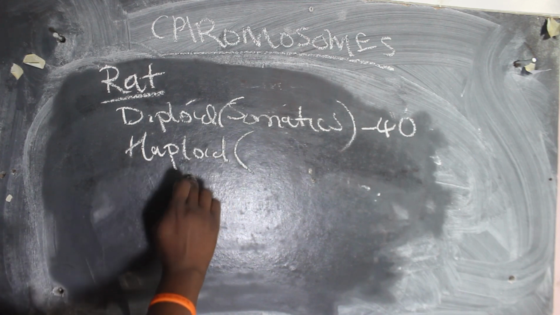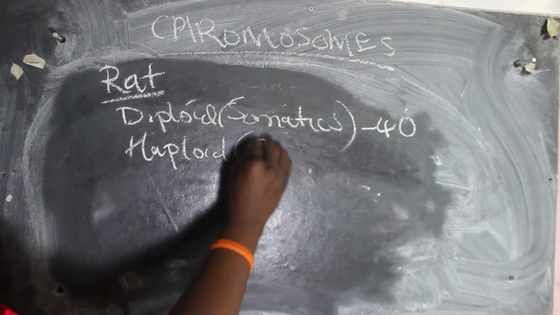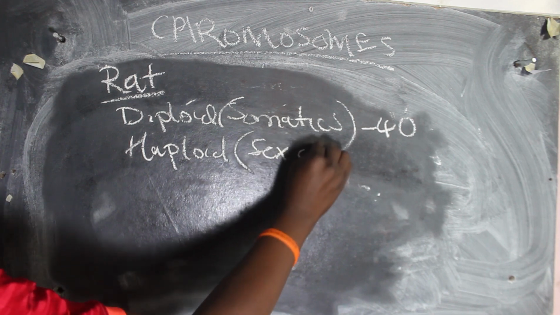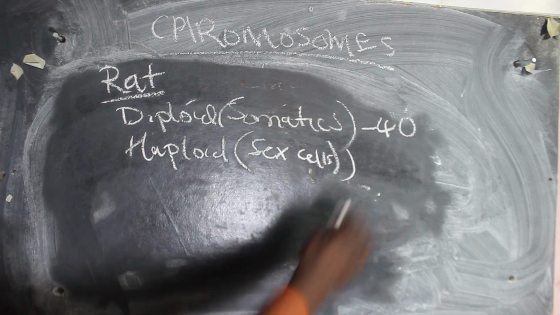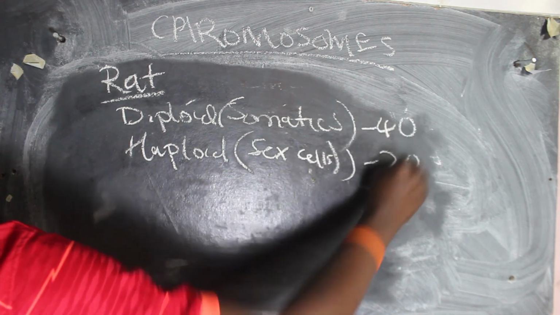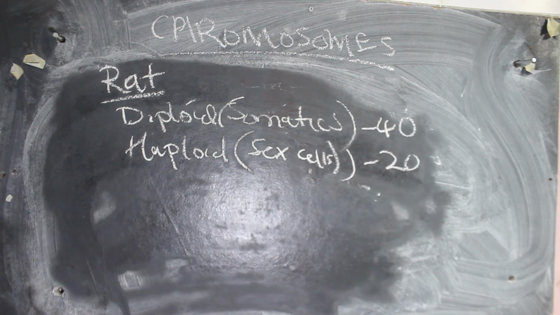By haploid, we mean sex cells, the sex cells of a rat. So what is half of 40? Automatically it will be 20. So that's what it means there.